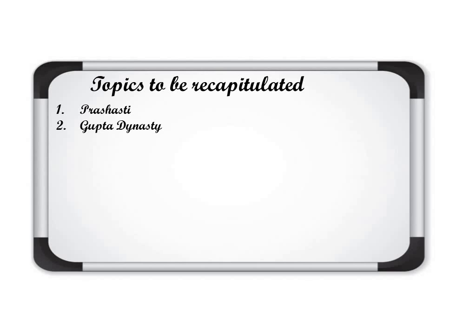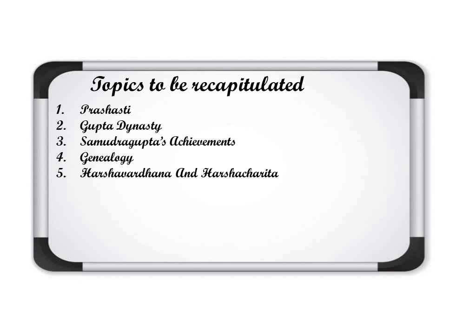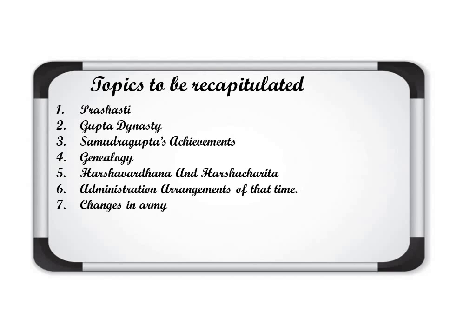So let's see the topics that we have covered. Topics to be recapitulated in today's lecture are Prashasti, Gupta's dynasty, Samudra Gupta's achievements in the wars that he fought, genealogy, the meaning of genealogy and the Gupta's genealogy, Harshavardhana, the king of Thanesar. Then administration arrangement of that time, means how the different administration officers were working and which were the main posts there. Then changes in army, how the army was changed, what different new things were added, different new weapons or chariots.